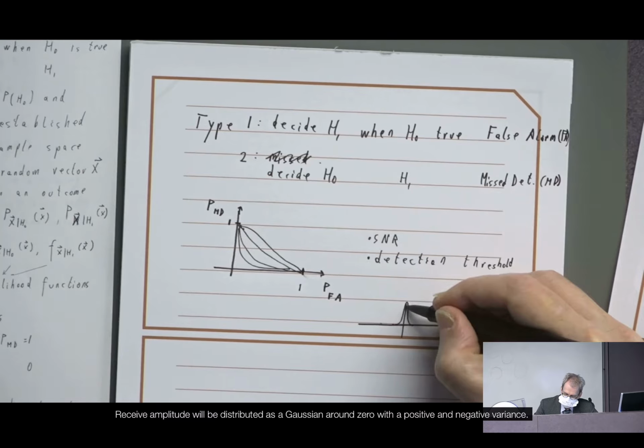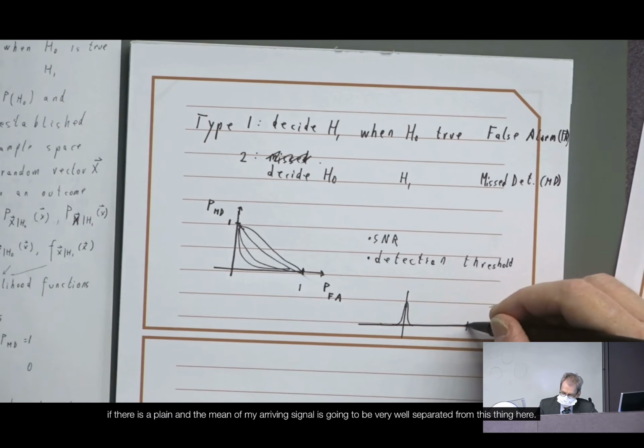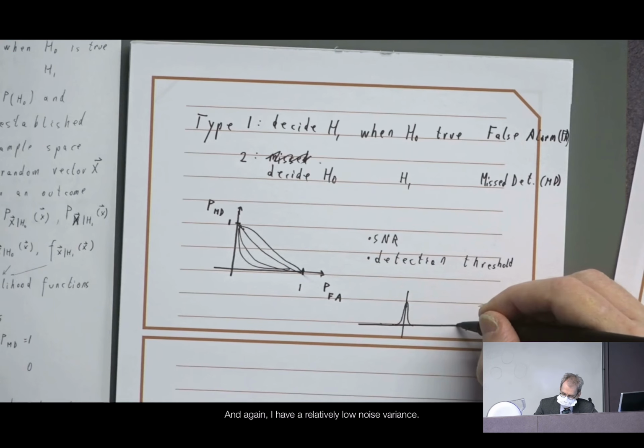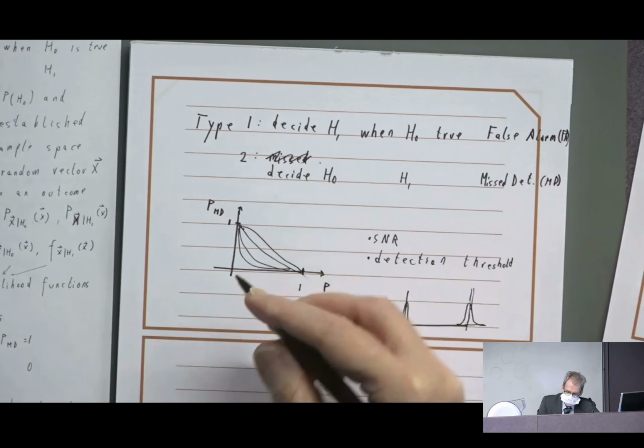Because if I have no incoming plane, then my received amplitude will be distributed as a Gaussian around 0 with a pretty narrow variance. Because I have a high SNR, if there is a plane, the mean of my arriving signal is going to be very well separated from this one here. And again, I have a relatively low noise variance. So this is what I'm getting with a false alarm, and sorry, when the plane is there.